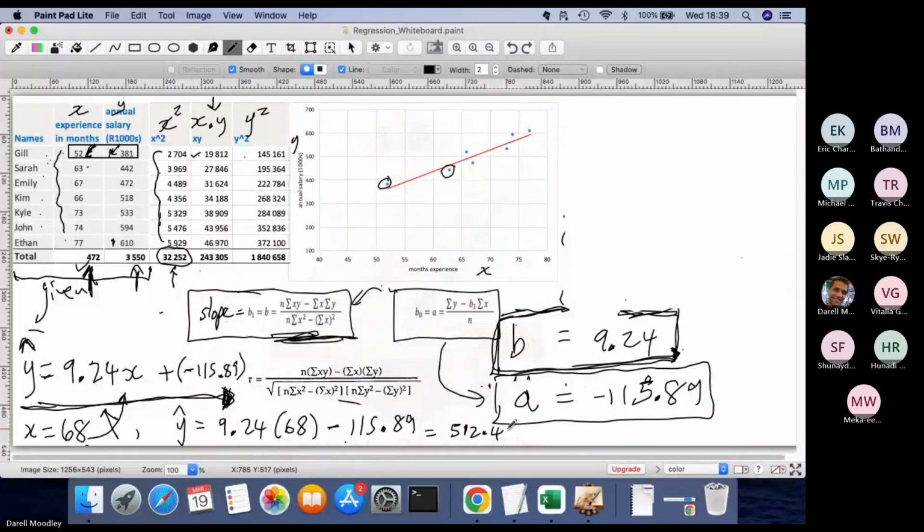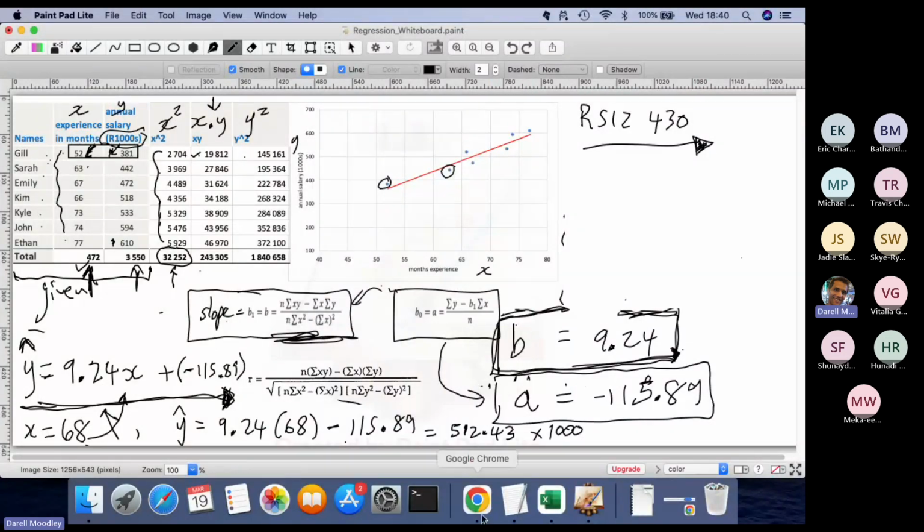Now remember, the salary is in thousands. So that means someone with 68 months of experience should get a salary of 512.43 times 1,000. So that's 512,430. All I did is multiply this by 1,000. So this is the salary we should offer this person that has 68 months of experience.